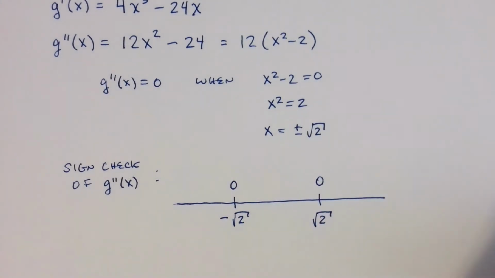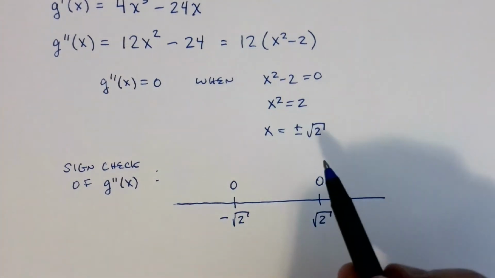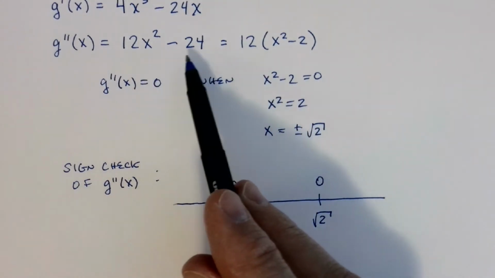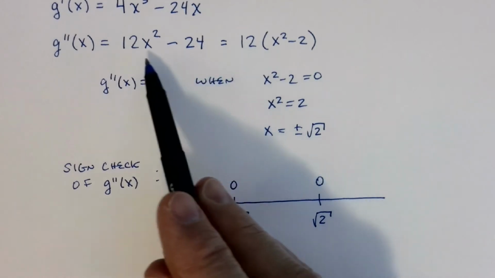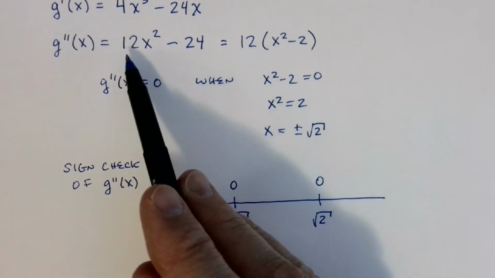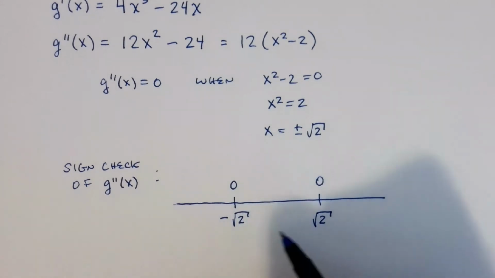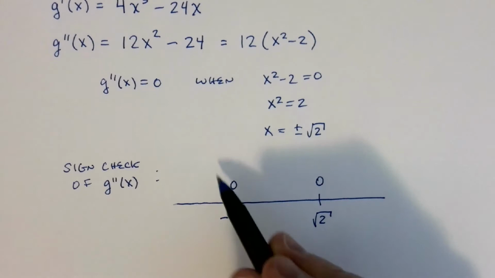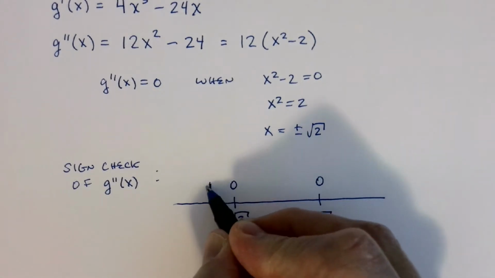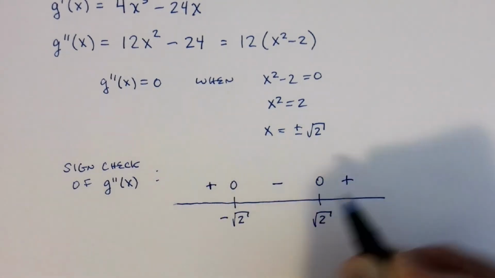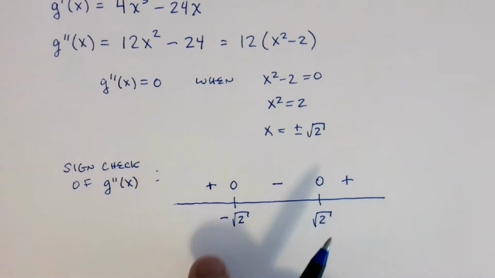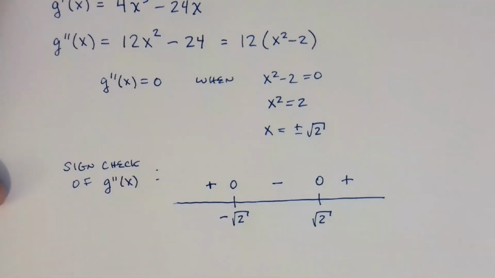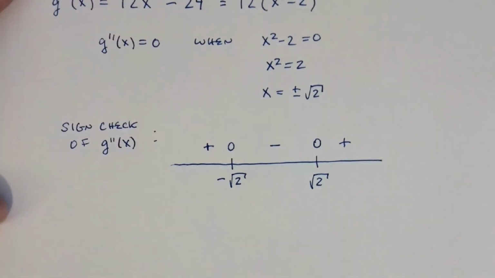And then, clearly I'm looking at the second derivative, which is a parabola, isn't it? The graph is a parabola because it's quadratic. 12 is positive, so it's opening upward. I know what this graph looks like. It looks like that. And so it's going to be positive, negative, positive. But you can plug in values in between and beyond and get the sign of the second derivative in each case. All right. So now we can answer the questions.